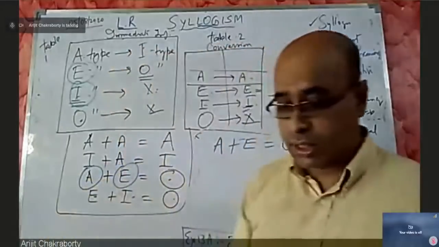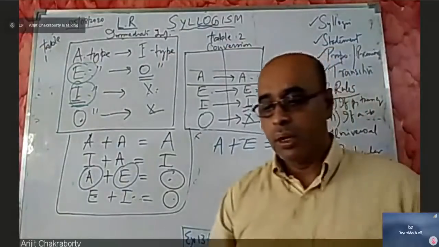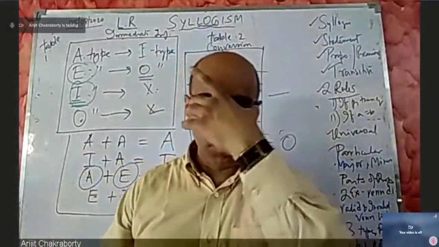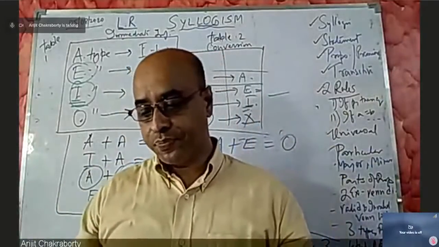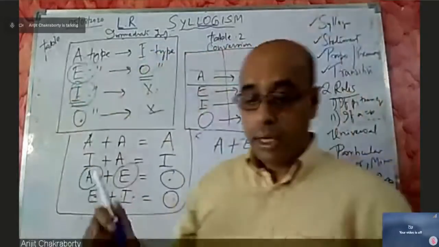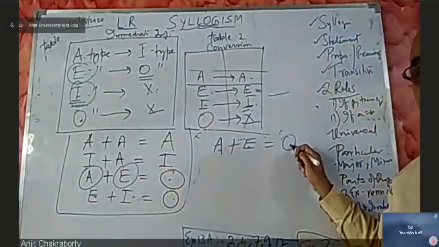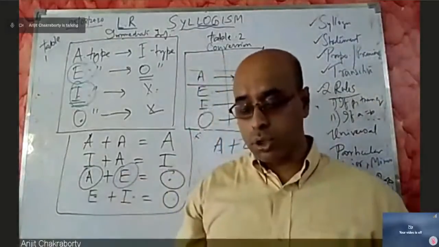I am taking number 16. 14 is done. Number 16. All roads are poles. No poles are bungalows. All roads are poles is A type. No poles are bungalows is E type. A plus E can give you O.